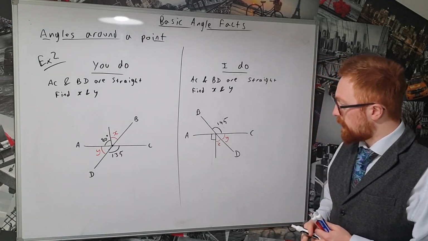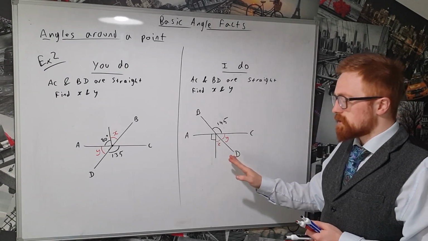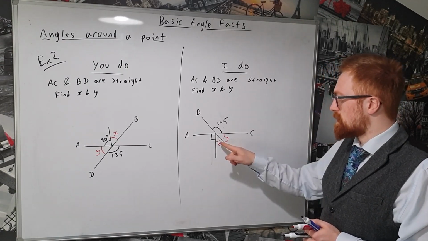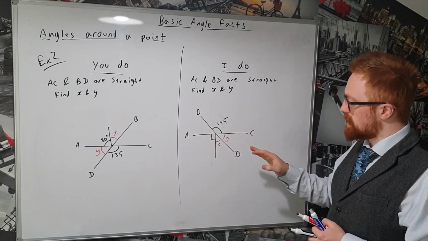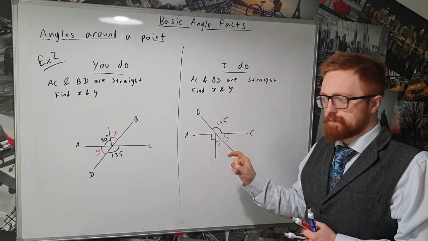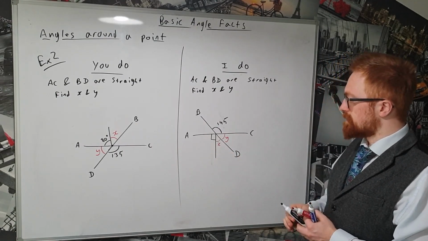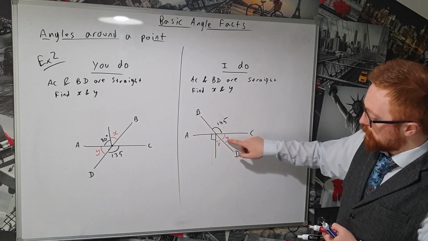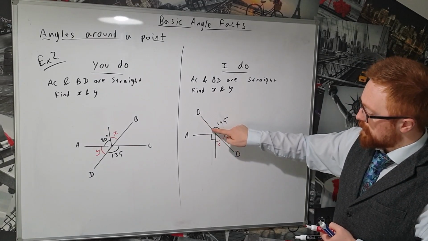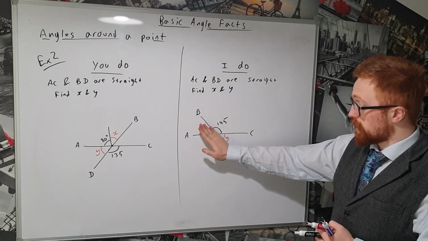So let's start with finding Y first of all here, because I think that one's slightly easier. With these sorts of questions, it can be a little bit daunting because you've got a few different things to find. It's just easiest, I think, to chip away at what you can work out, and then as you go through, other things will become more obvious. But because we're told BD is a straight line, if you look, this angle Y and this angle 145 are part of around that point on that straight line.